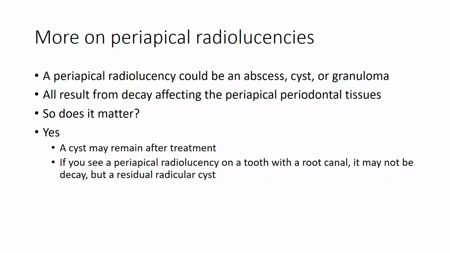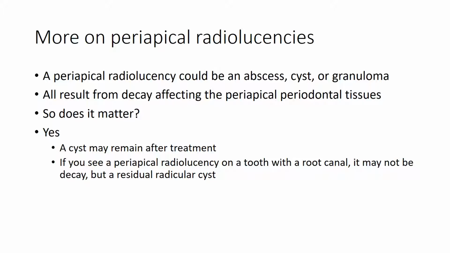So here's another example of when a periapical radiolucency may not represent decay. Remember before I said that a periapical radiolucency could be an abscess, a cyst, or a granuloma, and that all of these result from decay. And so it kind of begs the question, does it matter if it's an abscess, cyst, or granuloma?